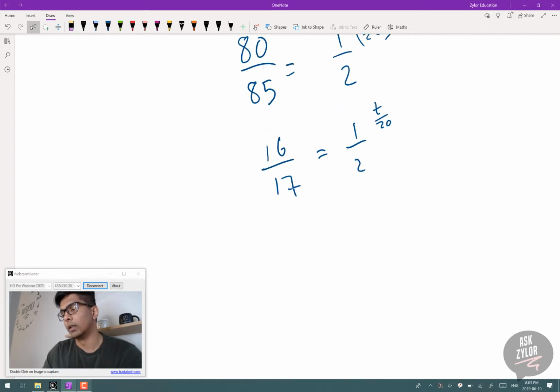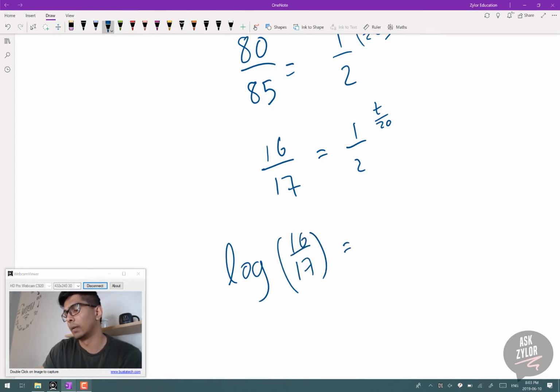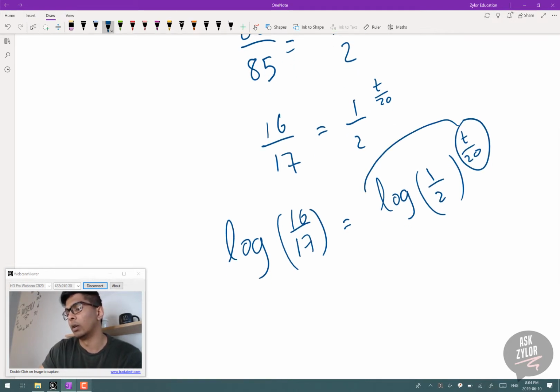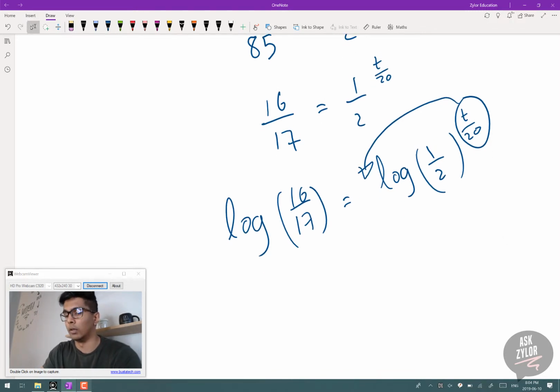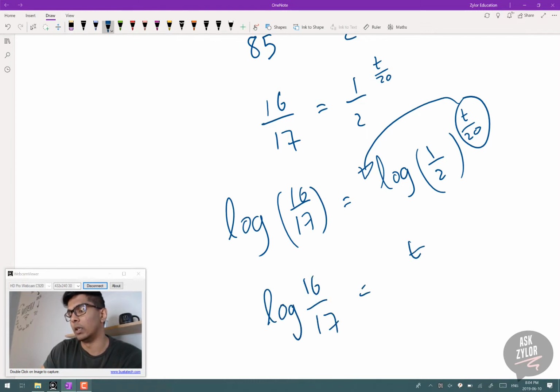What I'm going to do is take the logarithm of the left and the right hand side. When I just say log, I mean the log base of 10. So when I do that, this is 1 over 2 to the power of t over 20. Now, when I take the log of the right-hand side, the power ends up being the coefficient. That's one of the logarithmic rules, or the log laws. Anytime you take the log of something that has a power, the power can be brought down as a coefficient. So now I have log of 16 over 17 is equal to t over 20 times the log of 1 over 2.